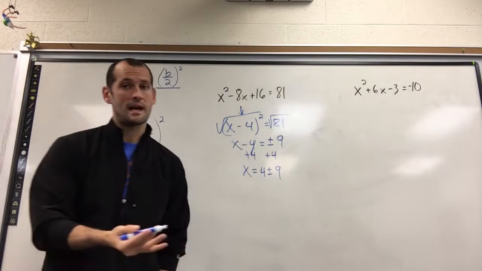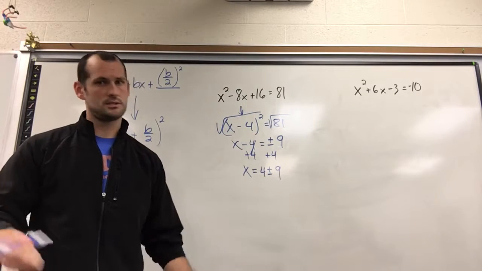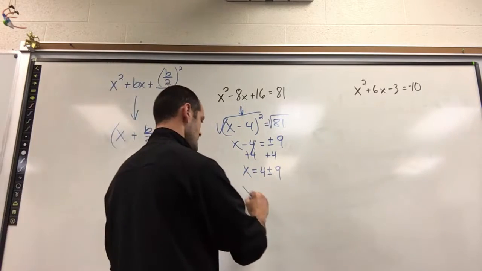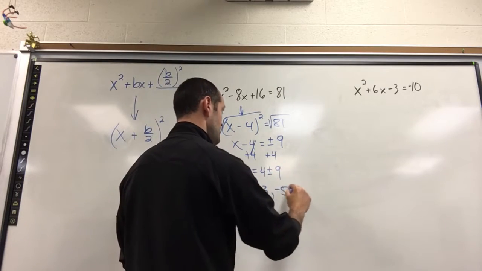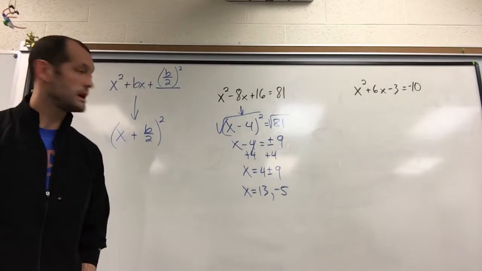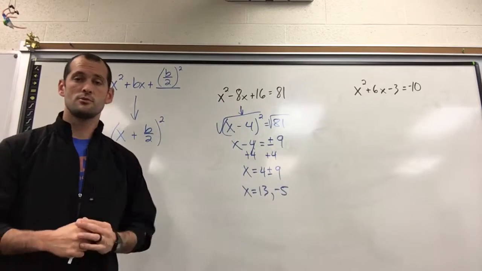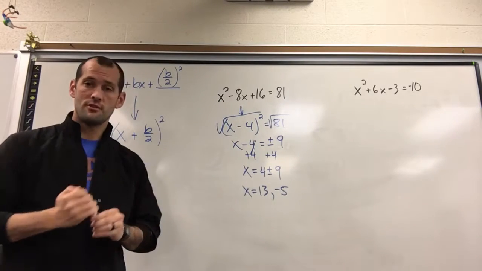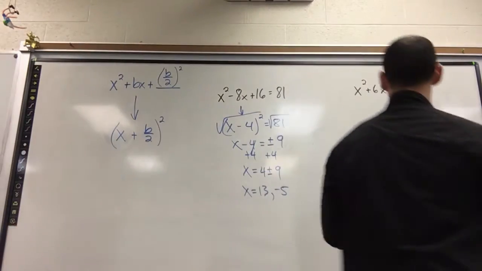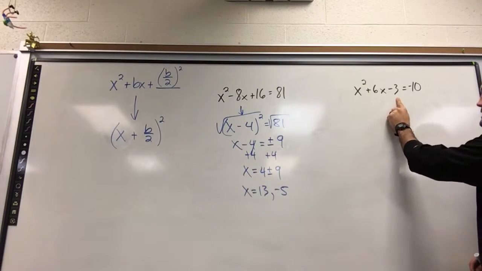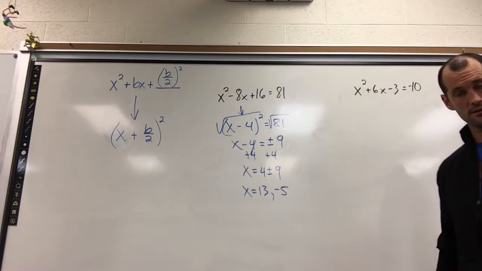Now don't leave it like that. These can actually combine. So let's do some mental math. 4 plus 9, 13. 4 minus 9, -5. Done. Quick and easy. If you recognize a perfect square trinomial, you can solve it very quickly. Now what if they're not as convenient? Now this one, clearly 3 is not half of 6 squared.